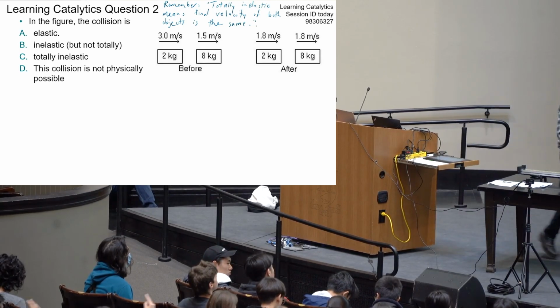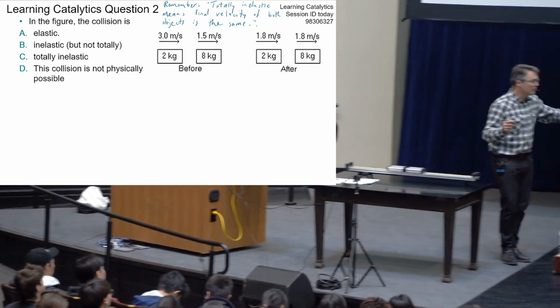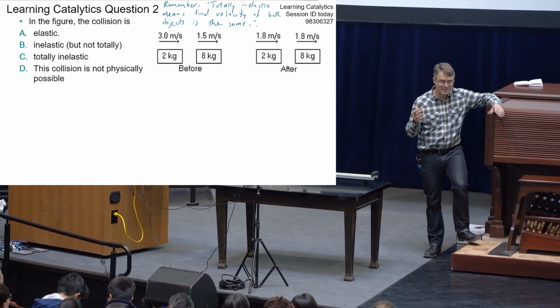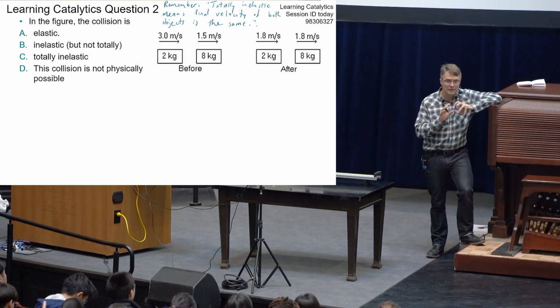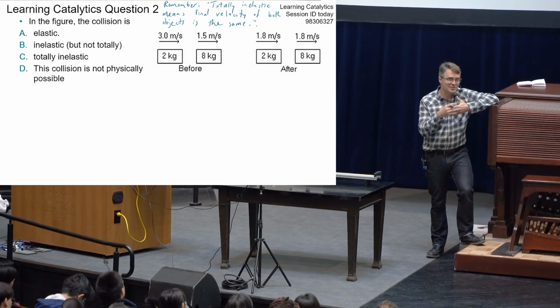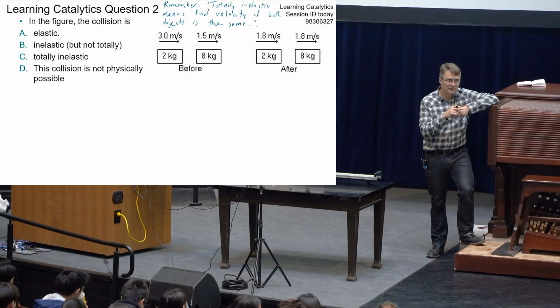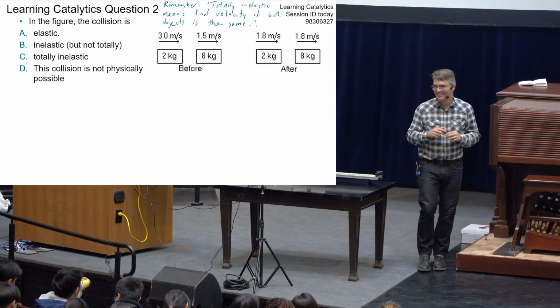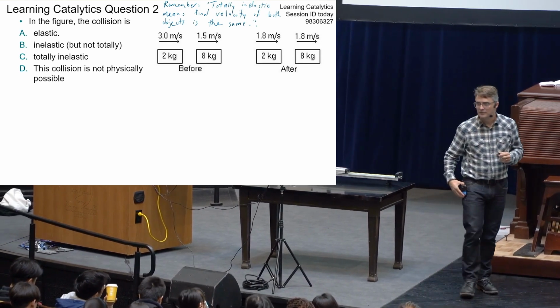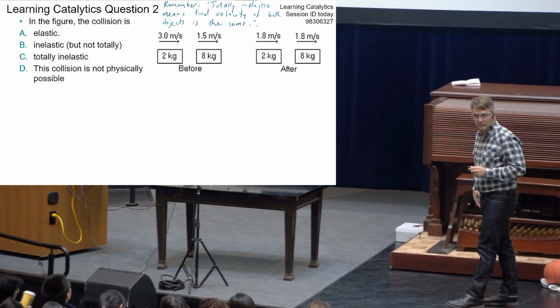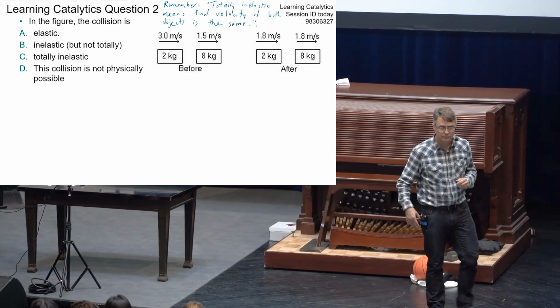Are they stuck together? It was a great question. I just heard it shouted out. So I said in a totally inelastic collision, like Velcro, they end up stuck together. Another way of putting that is that they end up with the same final velocity. But I still want you to check the momenta. Makes sense? I think it could be C or D.